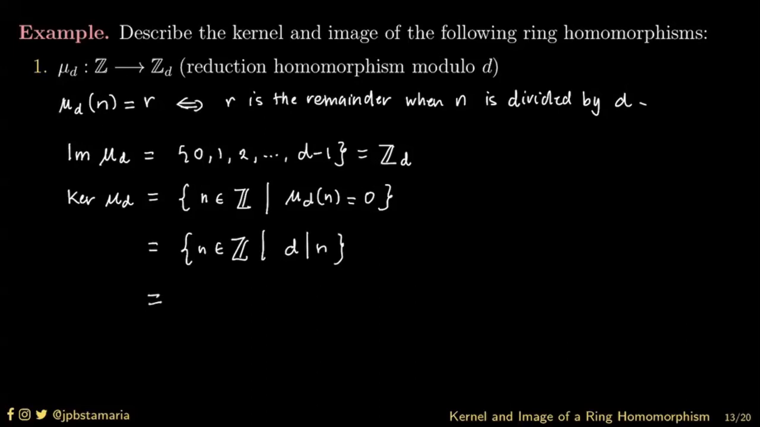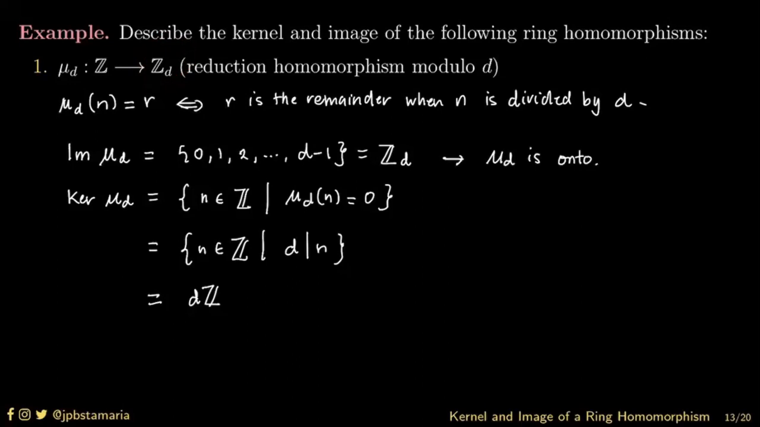In abstract algebra, the way we write it is by doing the following. Okay? dZ. Ang laman nito lahat ng mga multiples ng D. So as you can see, by looking at the image, we can say that mu D is onto kasi nagamit mo lahat ng mga elements ng arrival space as image.